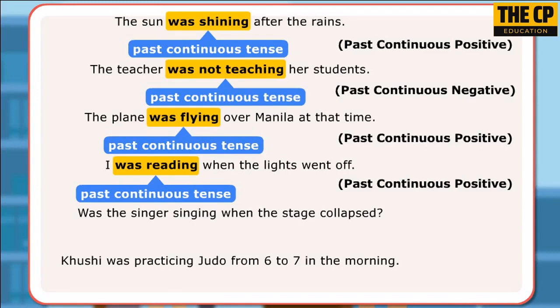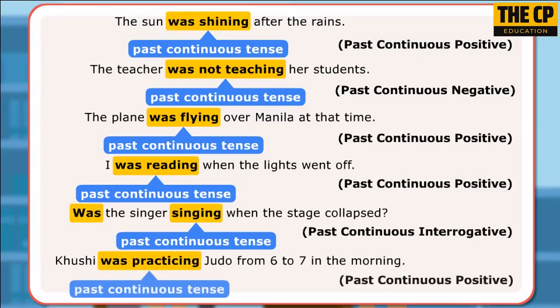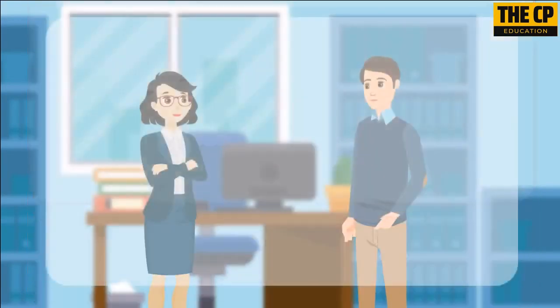In the fifth sentence, was singing is a past continuous tense, which conveys that while the act was going on in the past, another action happened simultaneously. In the sixth sentence, was practicing is a past continuous tense, which conveys that the act was going on in a specific time period in the past.